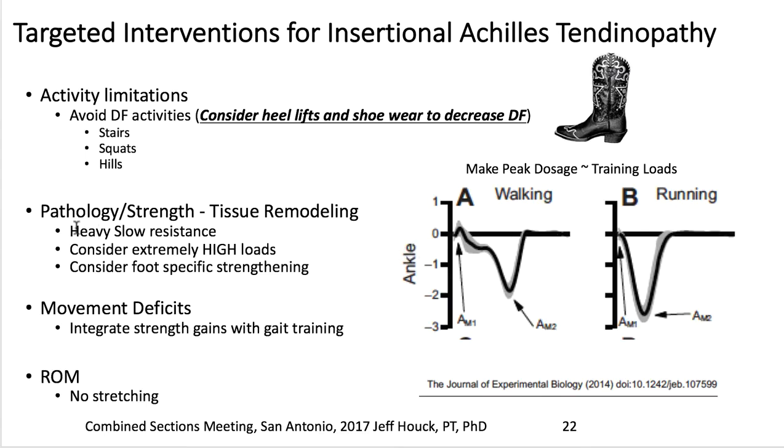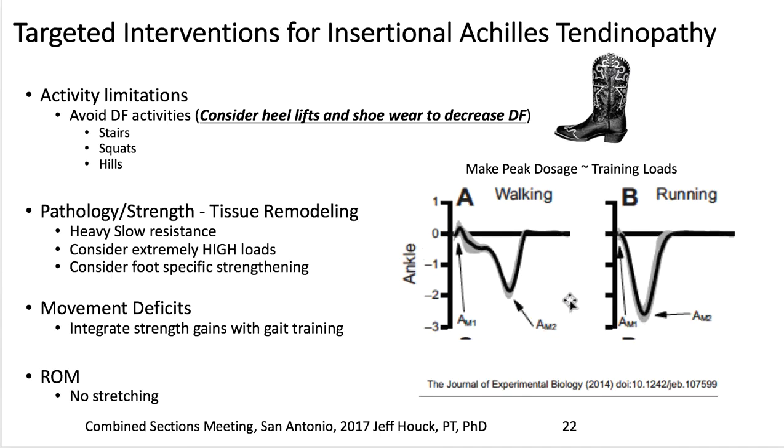So the second strategy would be to cause tendon remodeling. And we know that from a recent paper by Beyer et al., 2015, American Journal of Sports Medicine, that heavy slow resistance 3 times a week is equivalent to the Alfredson training protocol. And we also note that high loads are indicated for returning people to walking and running.